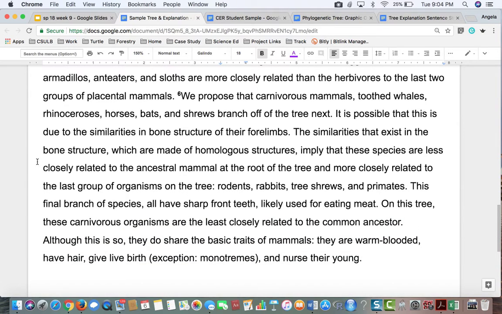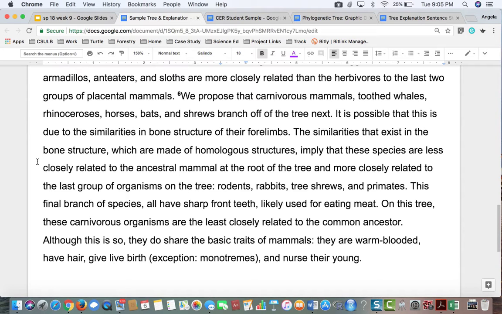We propose that carnivorous mammals, toothed whales, rhinoceroses, horses, bats, and shrews branch off the tree next. It is possible that this is due to similarities in bone structure of their forelimbs. Those are their front legs. The similarities that exist in the bone structure, which are made of homologous structures, imply that these species are less closely related to the ancestral mammal at the root of the tree and more closely related to the last group of organisms on the tree: rodents, rabbits, tree shrews, and primates.